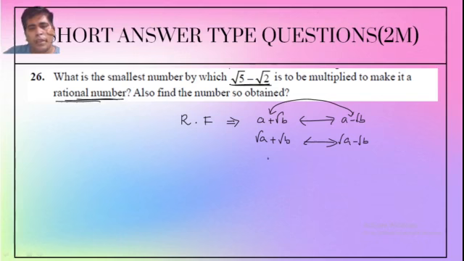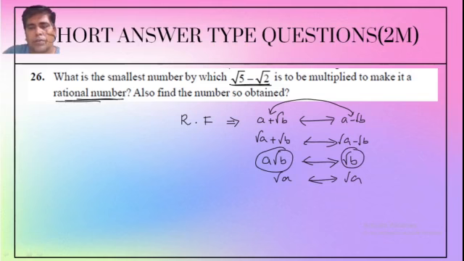Suppose we have here a root b. For this, what is the rationalizing factor? Here a is already a rational number. For root b, root b is the rationalizing factor. For root a, what is the rationalizing factor? Root a. Similarly for a root b, the rationalizing factor is root b. So these are some forms of rationalizing factor I have given. We will apply them for this question.